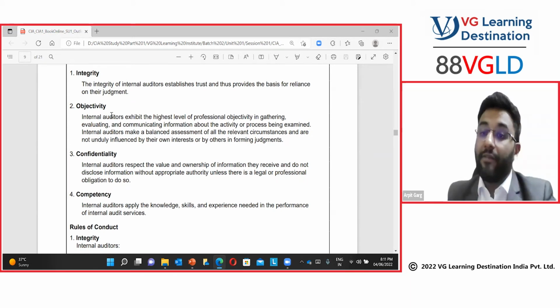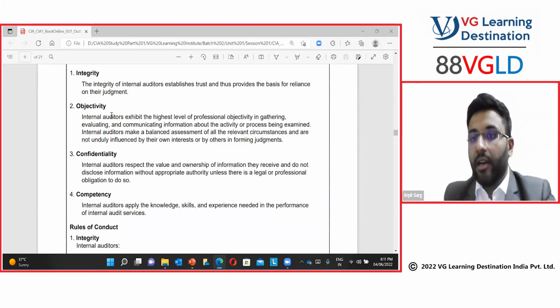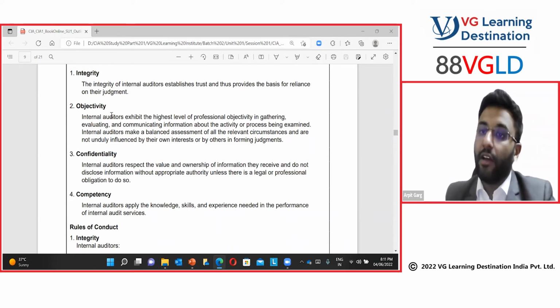Now let's understand with various examples. When can we say objectivity will get impaired? Let's understand. An internal auditor is auditing an area where the person himself or herself was acting as, let's say, head of that function in the last one year. Let's take an example. Let's say I was the procurement head of the company. I have moved to the internal audit function within a year's time.